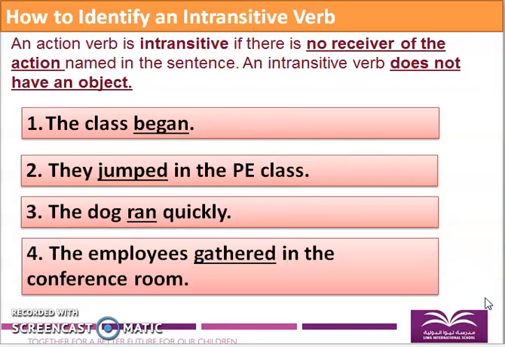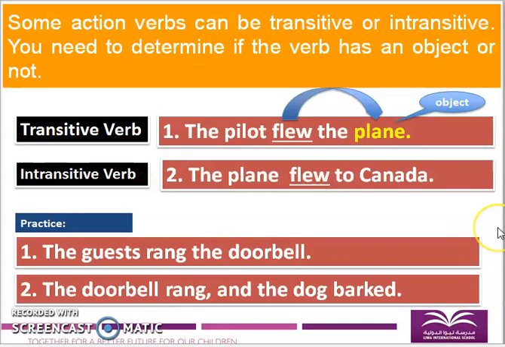Now let's check your understanding again. Some action verbs can be transitive or intransitive. You need to determine if the verb has an object or not. Like how? In my examples, I use only one word because I want you to see the clear difference of transitive verb and intransitive verb using one word only.